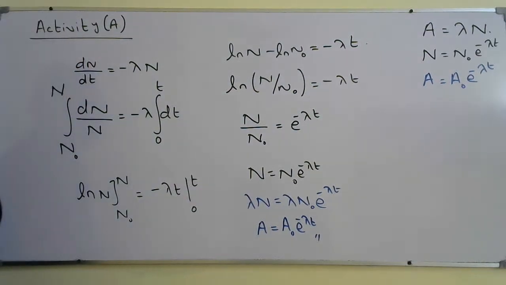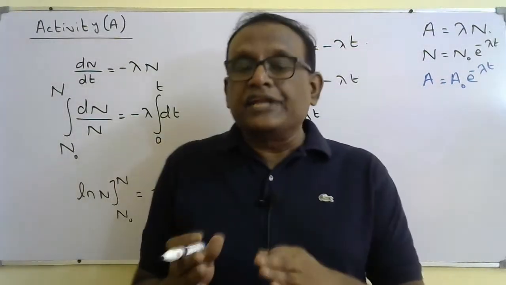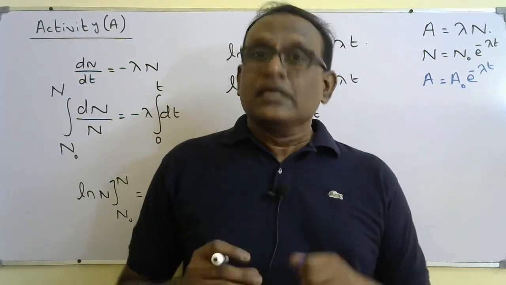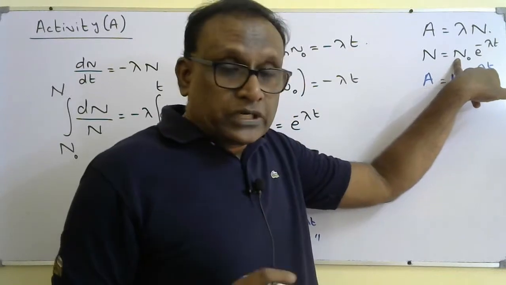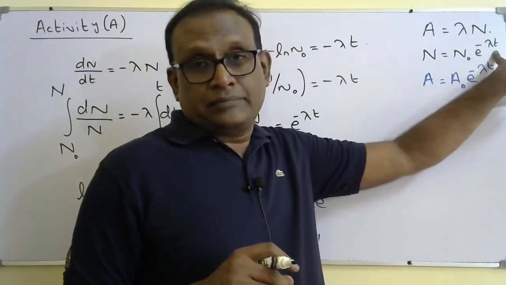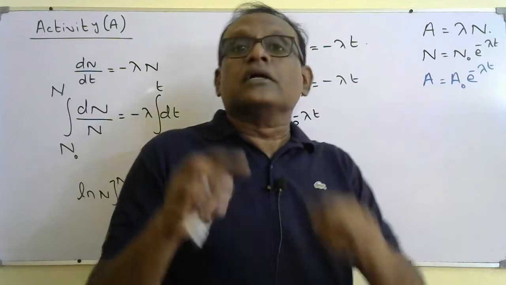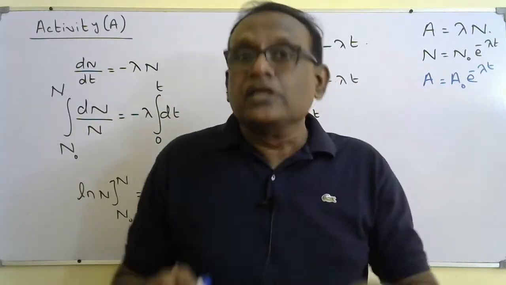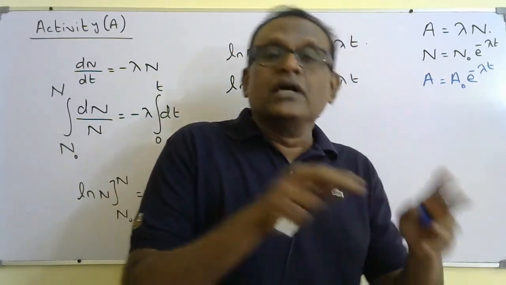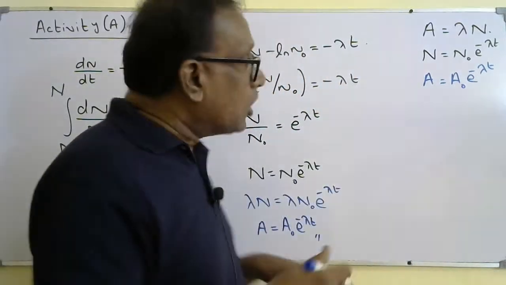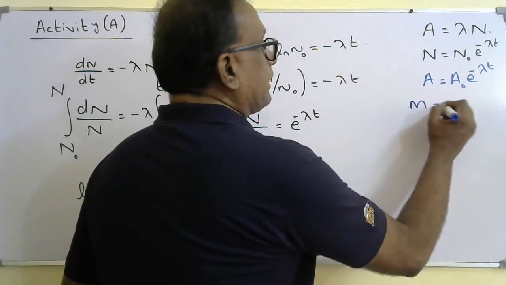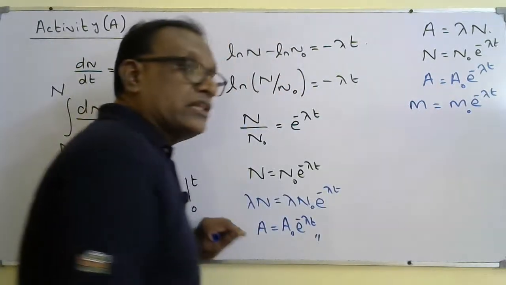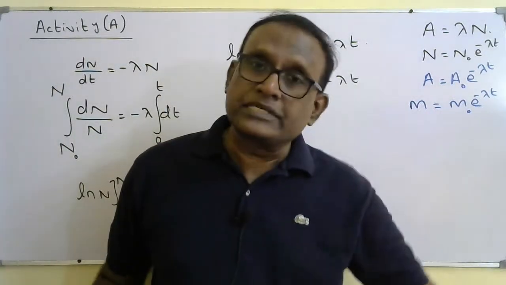Not only activity, even the mass of the radioactive element in the sample, because the number of radioactive nuclei in the sample decreases exponentially, and the mass of one nucleus has no change. So the mass of the radioactive element in the sample also will decrease exponentially. So we can use m equals m naught e to the power minus lambda t for the mass of the radioactive element present in the sample.